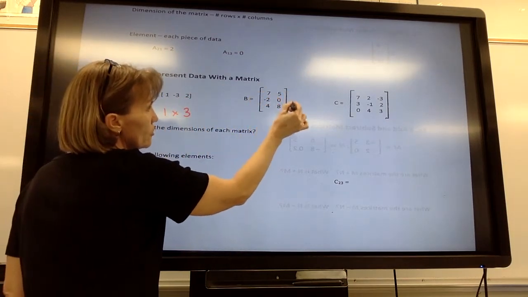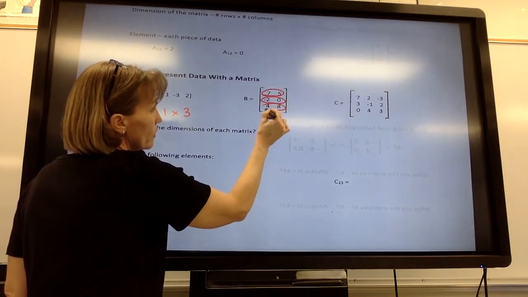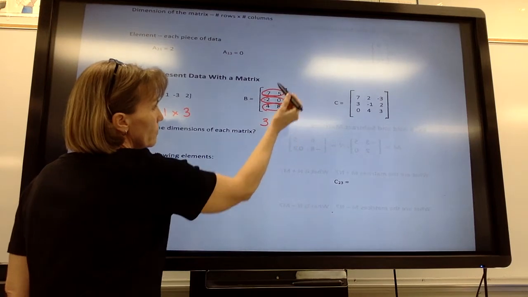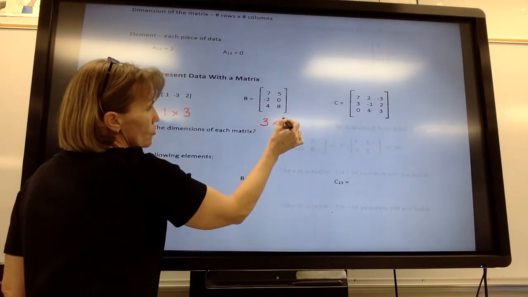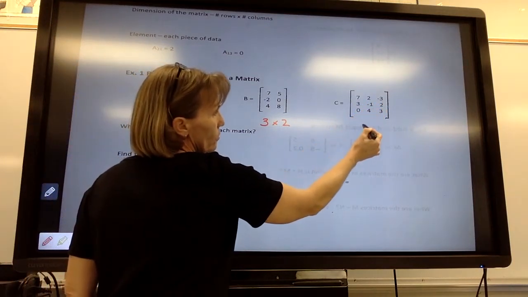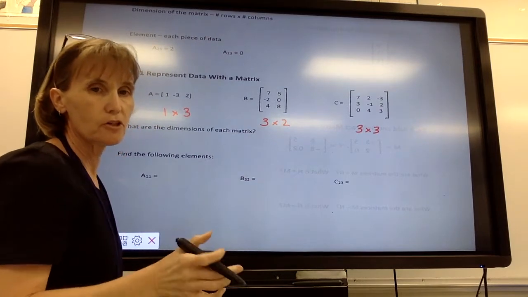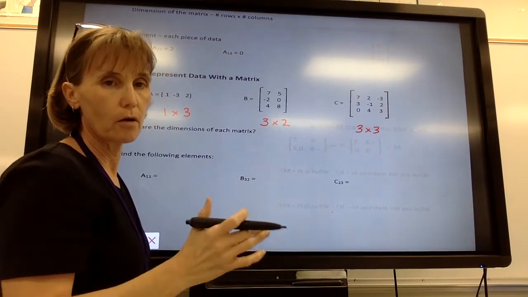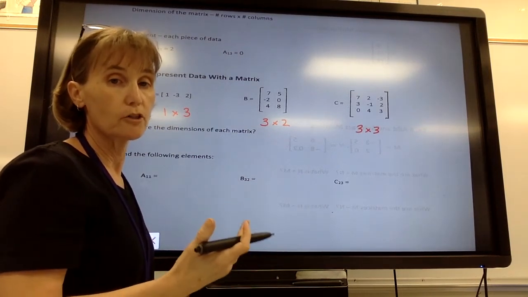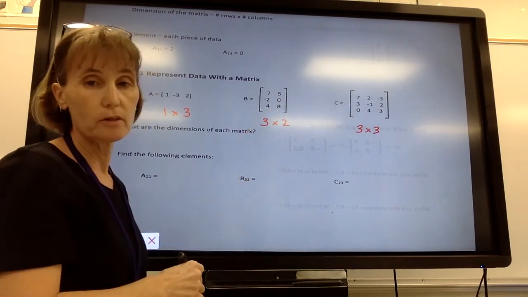This has 1, 2, 3. Remember, rows come first. So 1, 2, 3 has 3 rows, and it has 2 columns. That's a 3 by 2. And this one out here has 3 rows, and it also has 3 columns. So 3 by 3. When the rows and the columns are the same, we call it a square matrix. We're going to work a lot of 2 by 2 matrices in this unit. That's a square matrix. A 3 by 3 is a square matrix.